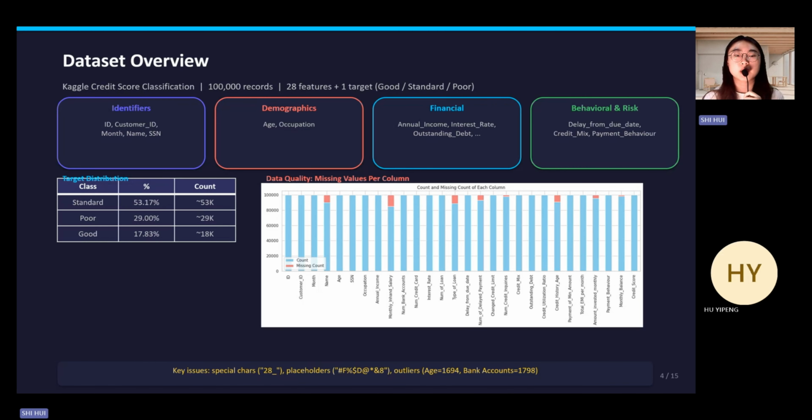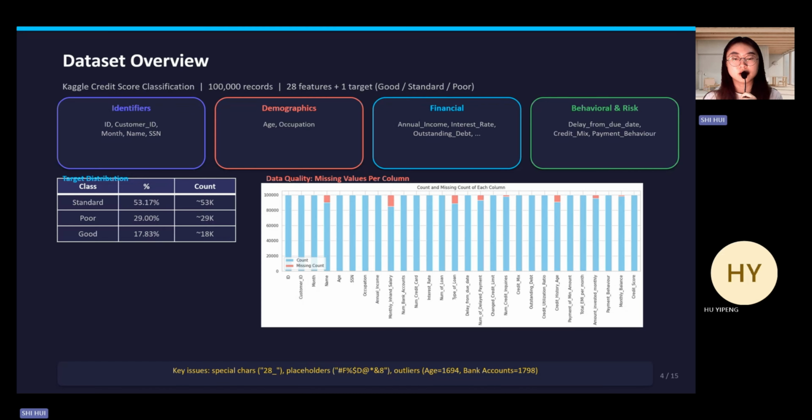Our dataset comes from Kaggle's credit score classification, containing 100,000 records with 28 features and one target variable. The features span 4 categories: identifiers, demographics, financial indicators, and behavioral risk features. The target distribution is imbalanced. Standard accounts for 53%, poor for 29%, and good for only 13%.